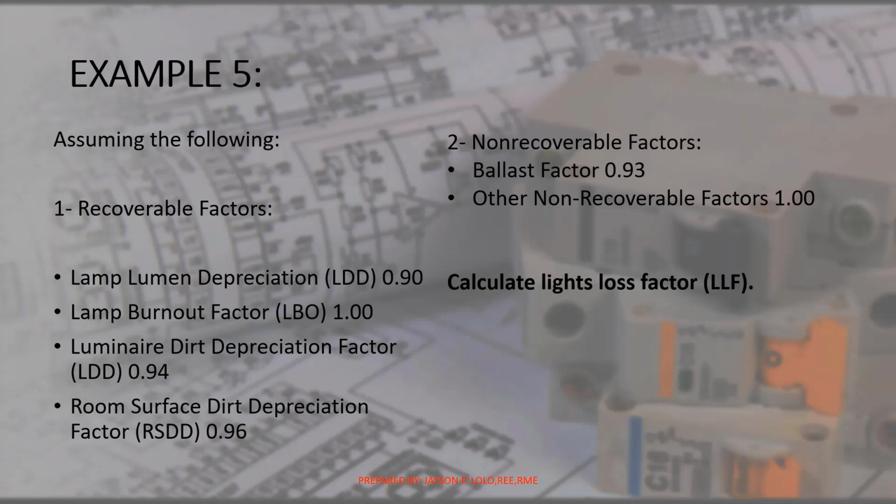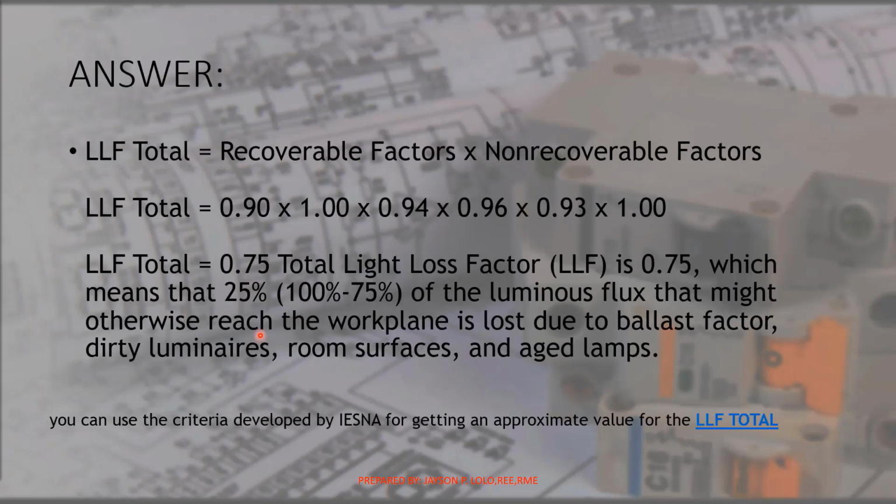Those are other circumstances. Now the question is, calculate the light loss factor. How to solve that? We have many numbers given. To get that is just multiply. LLF total is recoverable factors times non-recoverable factors. Multiply all numbers, then you get the LLF total. So we get 0.75. So what is the explanation of 0.75?